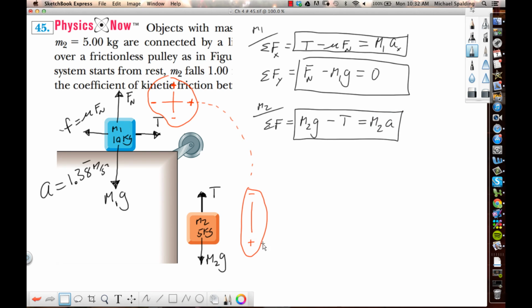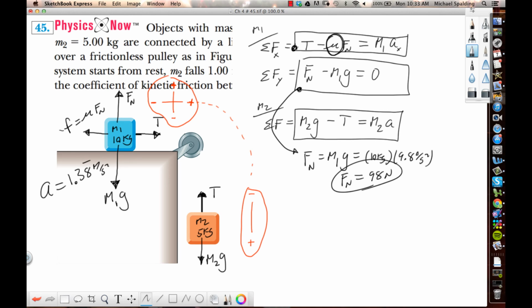Okay, so solving this, what are we trying to solve for here? Mu. We're trying to get mu. So what I would do is go like this. We're going to need the normal force. What's the normal force going to equal? Normal force is equal to M1G, where M is 10 kilograms. Gravity's 9.8. It's a homework problem, so I'm using 9.8. So 98 newtons. The normal force is equal to 98. Now take this equation, solve it for T. T equals M1A plus mu Fn.